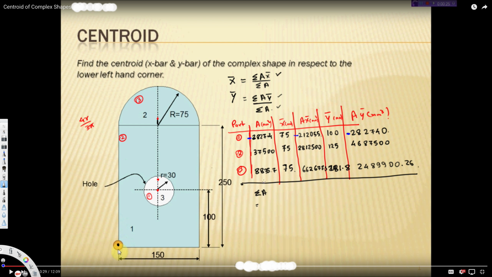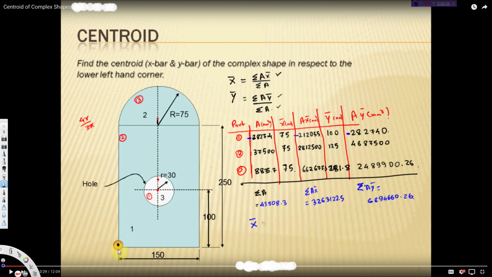So let's calculate sigma A. If you add them together and subtract this one, you will get 43508.3, and sigma A x bar is going to be equal to 3263122.5, and sigma A y bar is going to be equal to 6894660.26. So these are the three values. Now we can simply plug these into this equation and find the x bar and y bar.